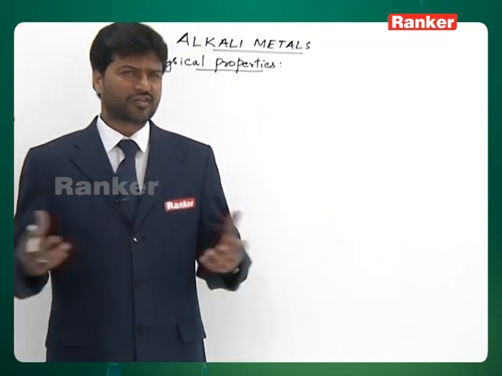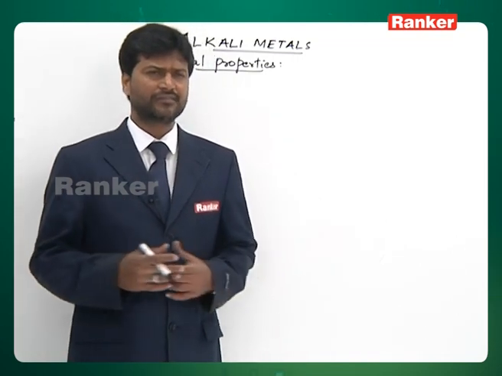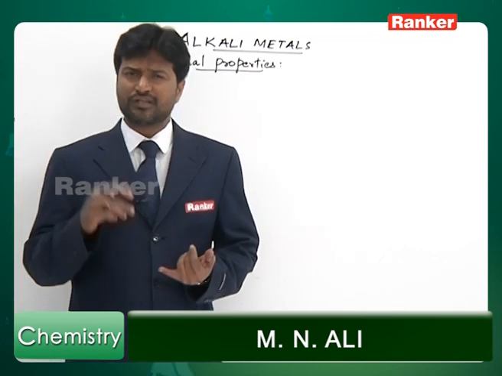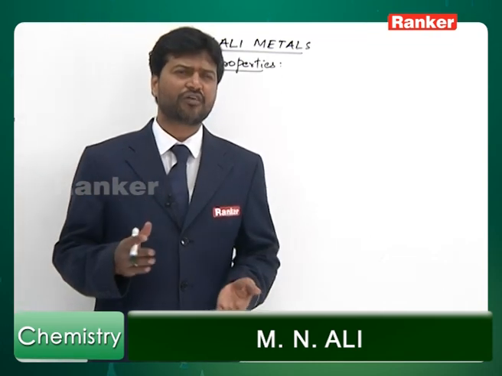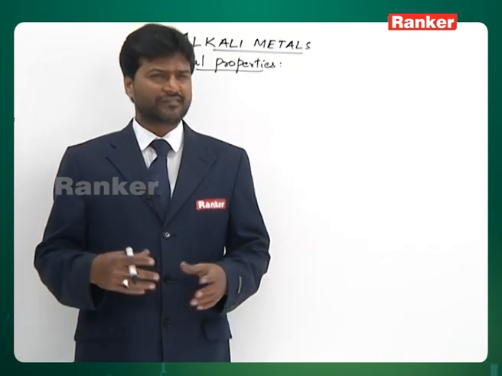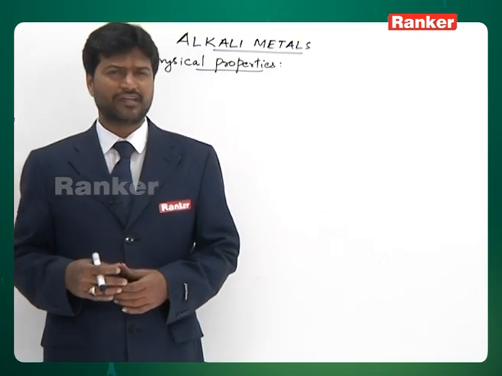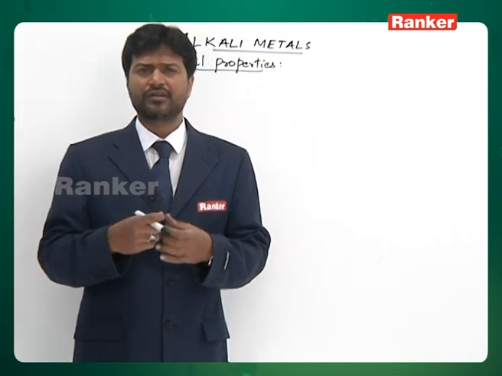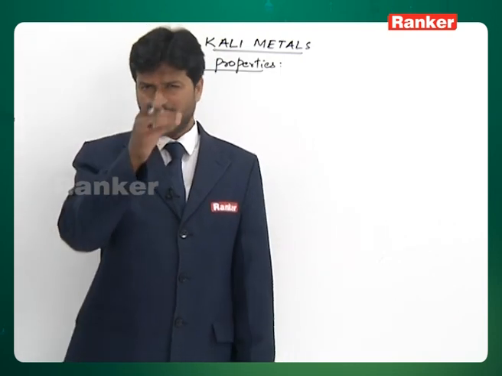Now, let's talk about physical properties of alkali metals. Let me tell you that all are metals and all are soft metals. They are so soft that they can be easily cut with a knife, and the softness increases as you go down the group. The reason is decrease in the strength of metallic bond. Lithium, being a small atom, can form stronger metallic bond. That's the reason why lithium is the hardest among them and the softest is cesium.